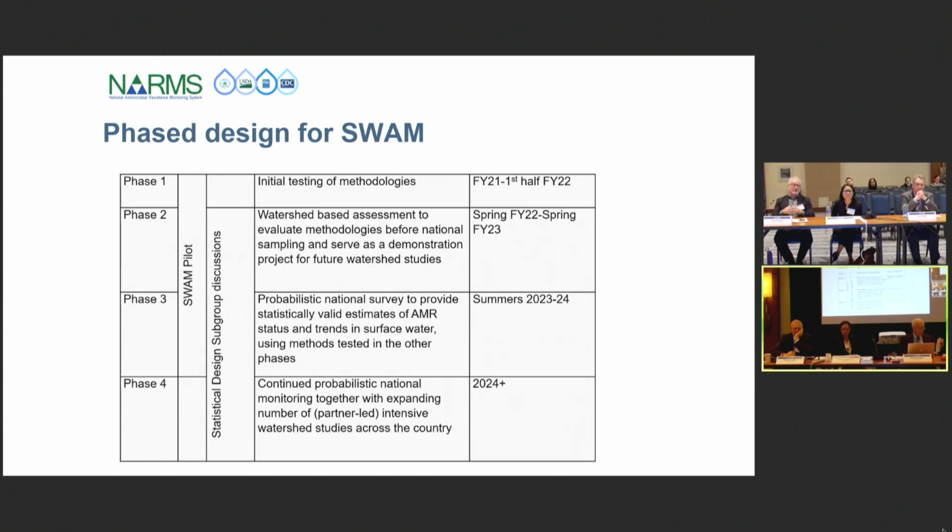The third phase is then this larger, big and slow national probabilistic design using the NRSA, the National Rivers and Streams Assessment, which I'm going to mention. And that's the pilot effort, those first three. And then the idea is phase 4 would be beyond the pilot. What are you going to do really long term? And the idea is the pilot would inform that.